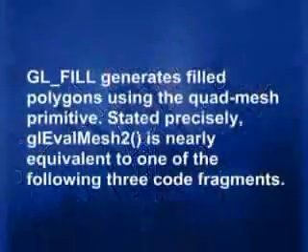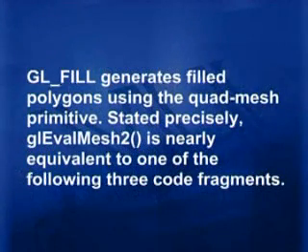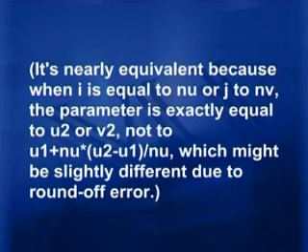We can specify a flat fill as we did earlier on, or we can make use of some other shading, maybe Gouraud shading, and we could come up with some very natural looking surfaces or surface patches. GL_FILL generates filled polygons using the quad mesh primitive. Stated precisely, glEvalMesh2 is nearly equivalent to one of the following three code fragments that you're going to see now. It's nearly equivalent because when I is equal to NU or J is equal to NV, the parameter is exactly equal to U2 or V2, but not to U1 plus NU times (U2 minus U1) over NU, which might be slightly different due to the round off error.